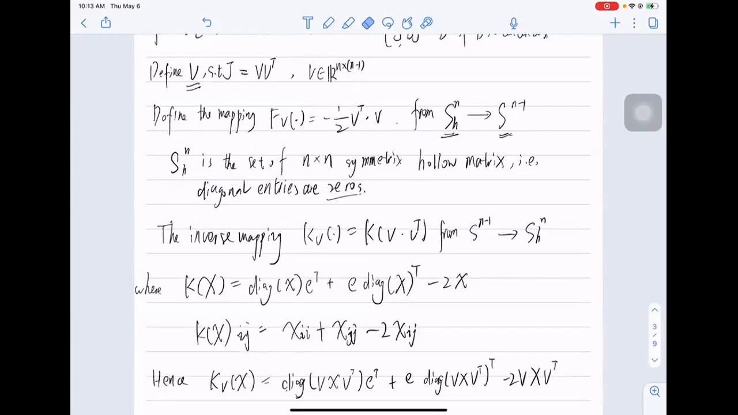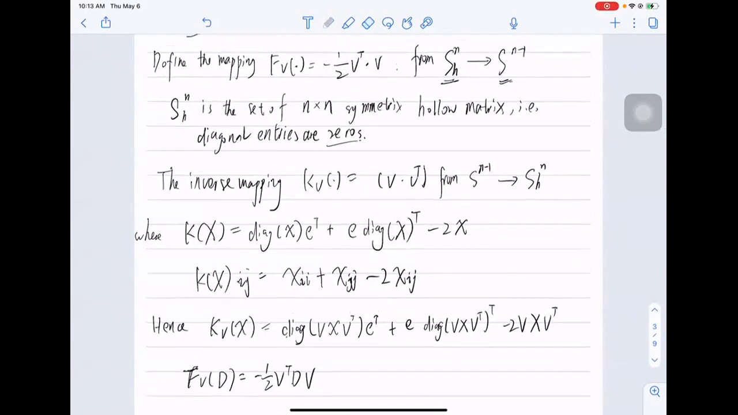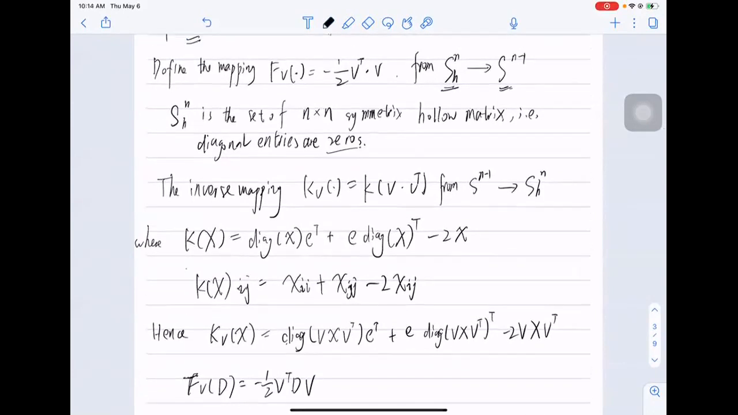And the PSD matrices are in S^{n-1}. So the inverse mapping from S^{n-1} to S_H^n, we define it as K_V, the inverse mapping, which is K(V X V^T), where K(X) is just diag(X) e^T plus e diag(X)^T minus 2X. So basically, K(X)_ij is just X_ii plus X_jj minus 2X_ij.